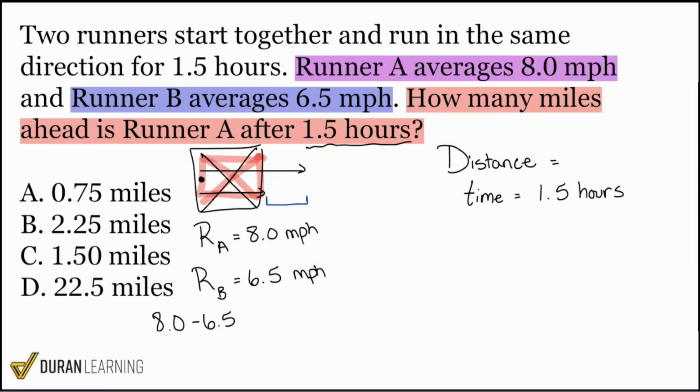Yeah, that'll give us 1.5. 1.5 what though? Be careful with your units. This was 8 miles per hour, 6.5 miles per hour. So this would be 1.5 what? Miles per hour. Absolutely. 1.5 miles per hour.